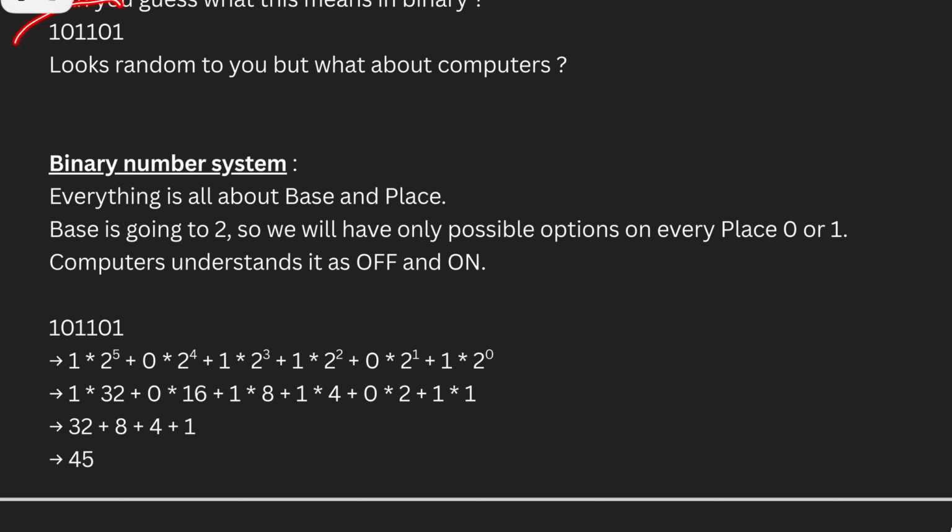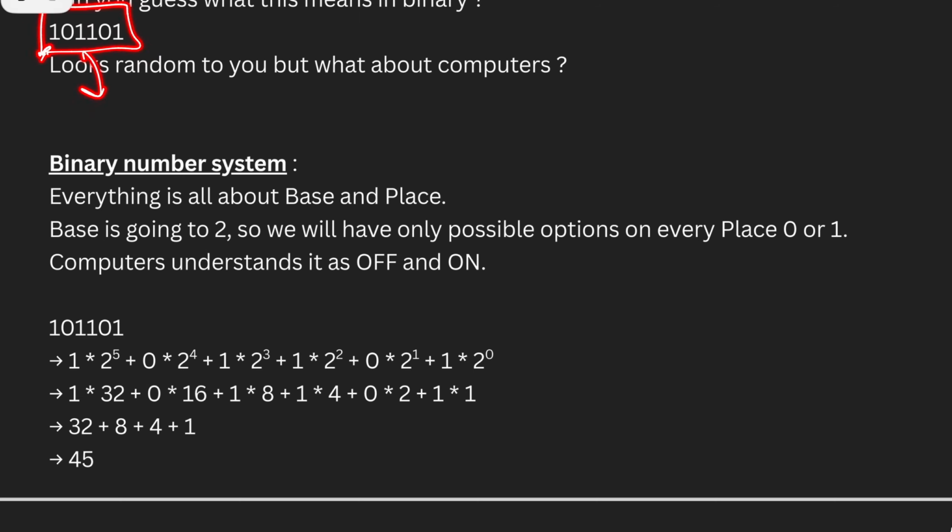Even though this number is stored into the machine, and if I ask the machine to return me this number, because this is how it is stored into the memory, machine is just going to return me this 1 0 1 1 0 1, and I don't understand what this is. So I need to convert this particular number into decimal number system, and for that we have this particular formula that we just saw.